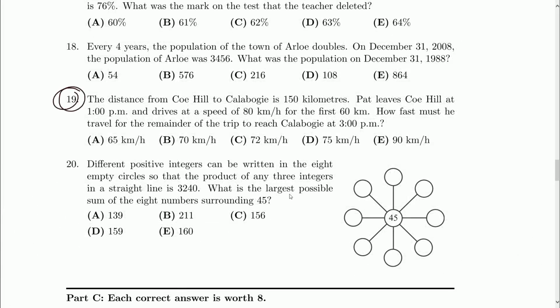The distance from Cohill to Calaboogie is 150 kilometers. Pat leaves Cohill at 1 p.m. and drives at a speed of 80 kilometers per hour for the first 60 kilometers. How fast must he travel for the remainder of the trip to reach Calaboogie at 3 p.m.?